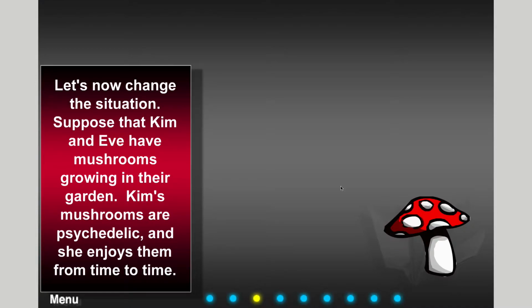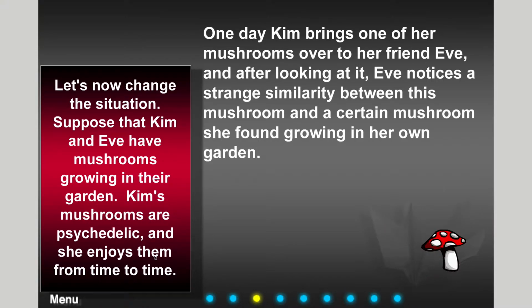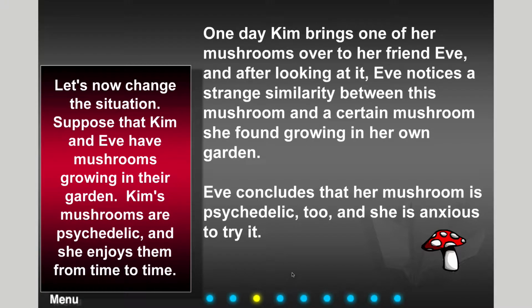Kim and Eve have mushrooms growing in their garden. Kim's mushrooms are psychedelic and she enjoys them from time to time. So one day Kim brings one of her mushrooms over to her friend Eve, and after looking at it, Eve notices a strange similarity between this mushroom and a certain mushroom she found growing in her own garden. Eve concludes that her mushroom is psychedelic too, and she's anxious to try it. That's something to think about, right? That we are concluding that her mushroom is psychedelic.